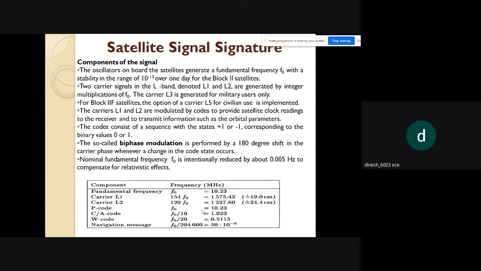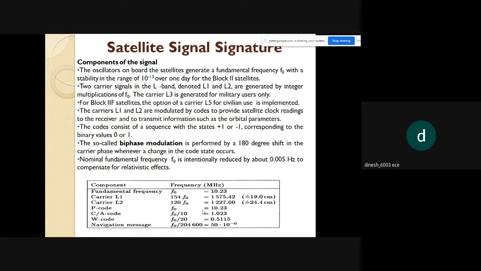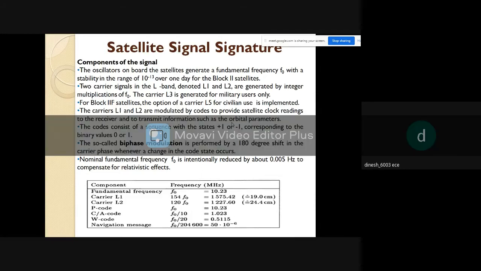So probably we had only, in general, L1 and L2 bands that are being modulated by some codes, either P or C/A or W or Y, and they provided satellite clock readings to the receiver, and they transmitted information such as the orbital parameters. So we have seen 6 orbital parameters; all those information was being shared with the receivers.